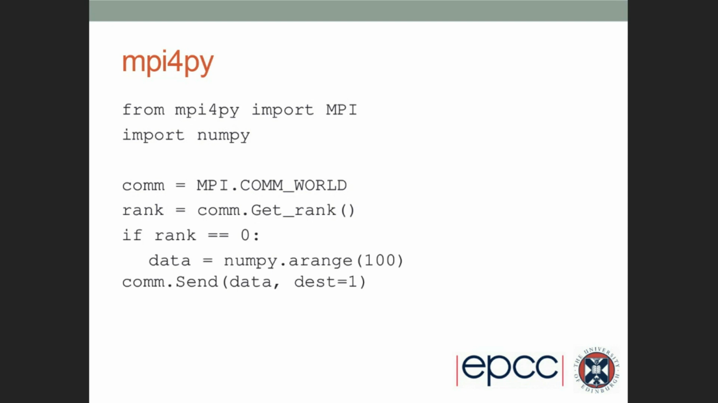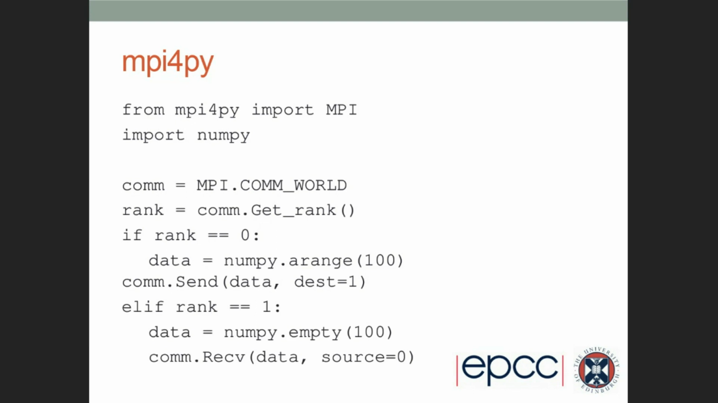Then we can say if your rank equals 0, you create this NumPy array called data, which contains 100 integers. And apologies, that second line, comm.send, should be indented. But this sends that data to the destination with rank equals 1. And then on the other side, we have rank 1 create an empty array, and then it receives data from rank 0 into that array.